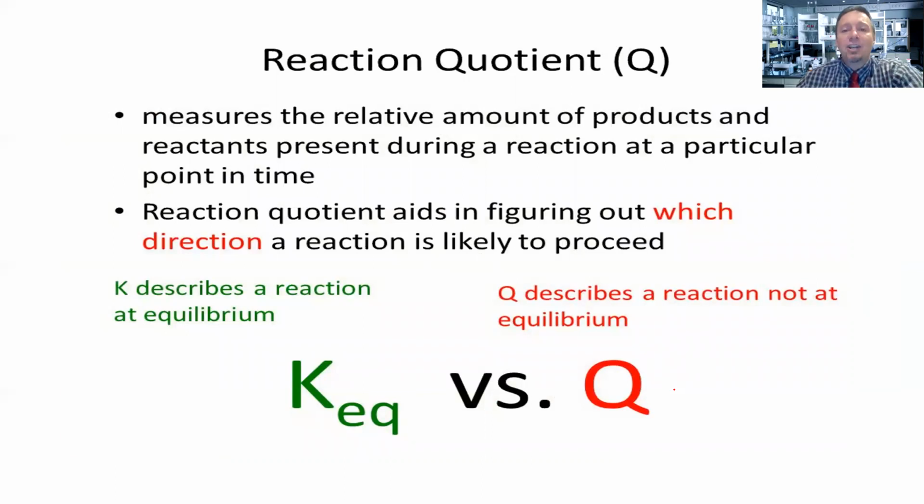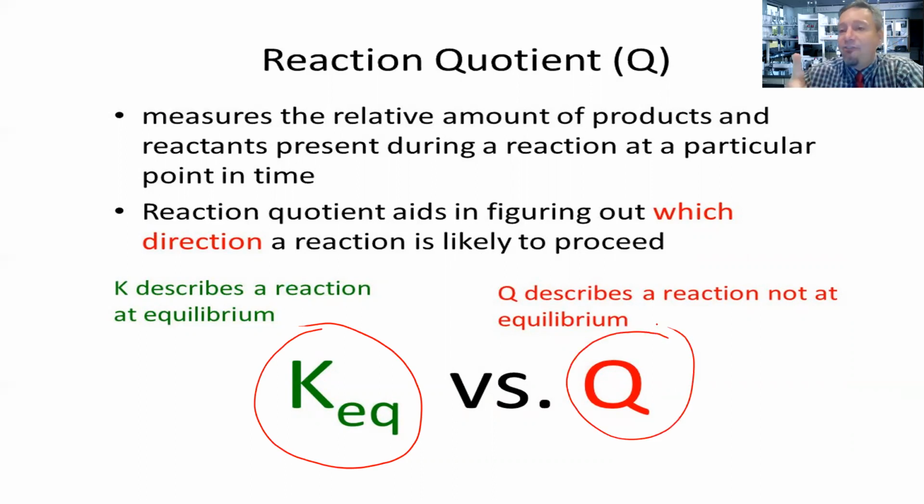So let's talk about the reaction quotient, Q. It measures the relative amount of products and reactants present during a reaction at any particular time. That's why you use it, because you don't know where the reaction is. Is it almost completed? Is it still moving towards product, or is it now moving towards reactant? That's what you're trying to figure out. That's why you use Q. K describes equilibrium. K is all about equilibrium. Q describes a reaction that's not at equilibrium if it doesn't equal K, and then you know which direction the reaction is going to proceed.